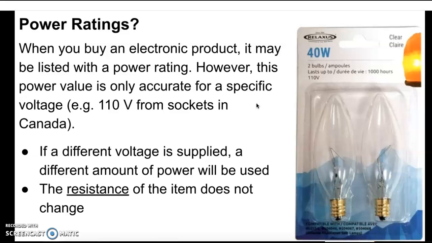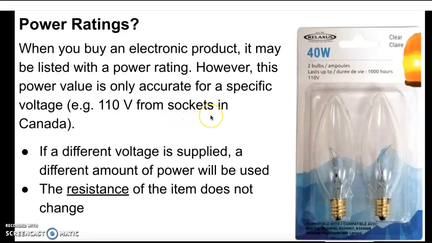One misconception I'd like to clear up is wattage. So oftentimes you buy things like light bulbs and they tell you how many watts the light bulb uses. However, this number, so in this case 40 watts, is only the correct value if you hook it up to a certain voltage. So in this case, the packaging is pretty clear. If you hook up these light bulbs to 110 volts, then it's going to be 40 watts of power. 110 volts is the voltage that comes out of the sockets in Canada and the United States and other countries.